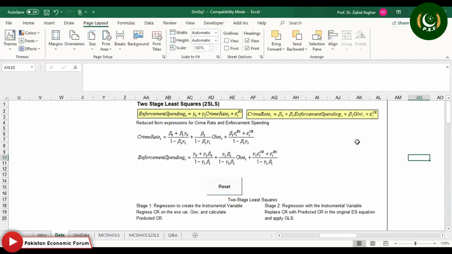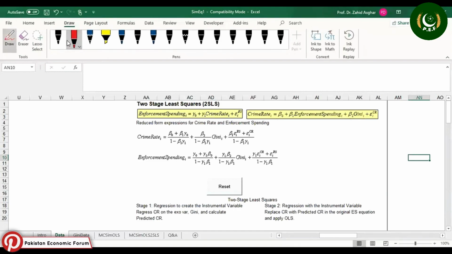I have downloaded this from Gujarati and Porter, Introduction to Econometrics, and I shall give you these 10 pages of MS Word notes and this Excel spreadsheet source. The Gini coefficient is a purely exogenous variable. The higher the income inequality, the more the crime rate. So when we replace crime rate here, we get this equation for enforcement spending. And when we replace enforcement spending here, we get this crime rate.